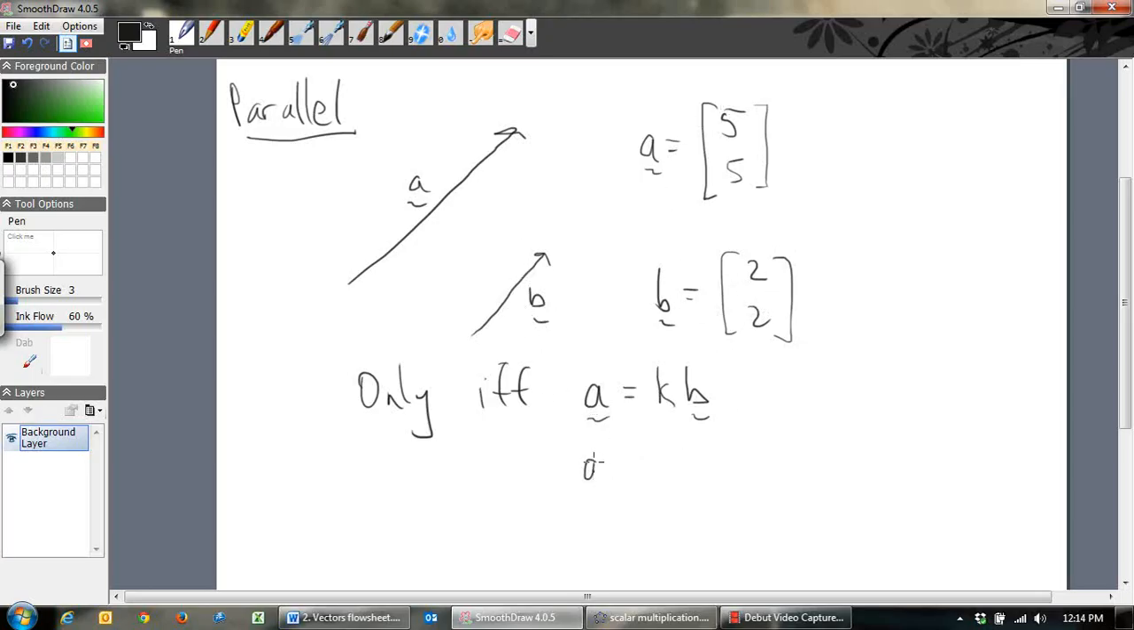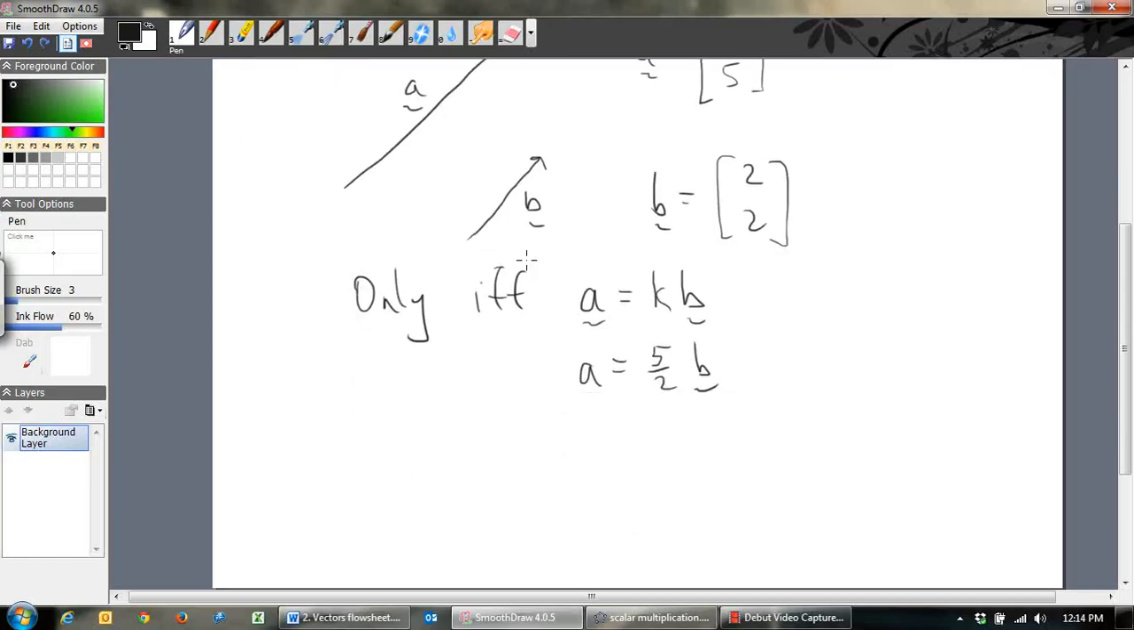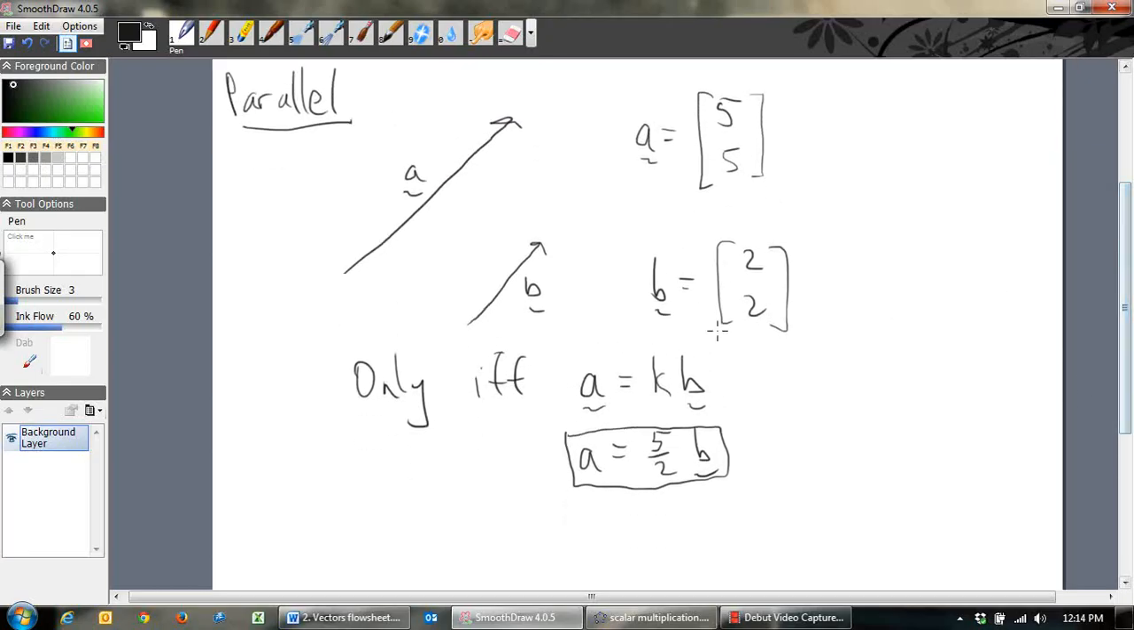In other words, we can write A as equal to, now I chose bad numbers, but if we multiply B by 2.5, so A equal to 5 over 2 times B, then we get the first vector. And so if you can write it where k is just some scalar number, then you have parallel vectors. And that's basically all there is to it.